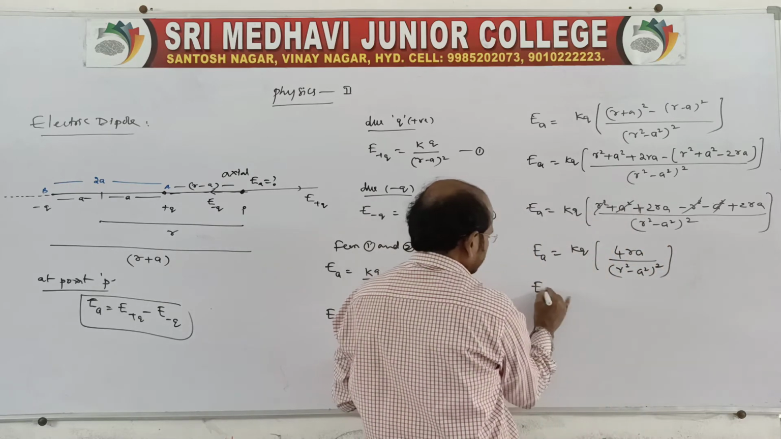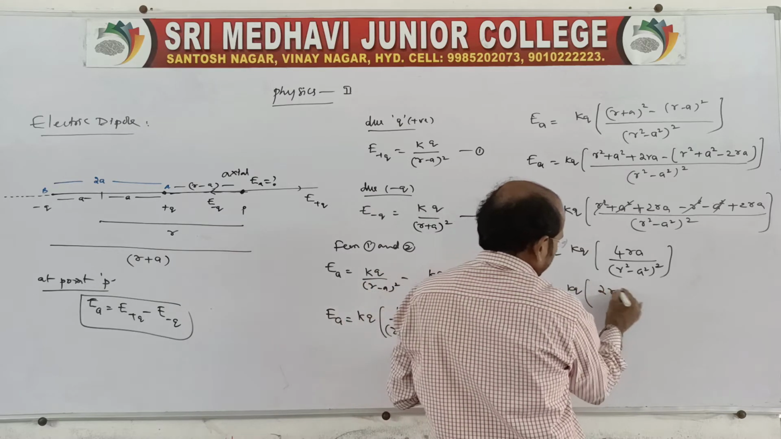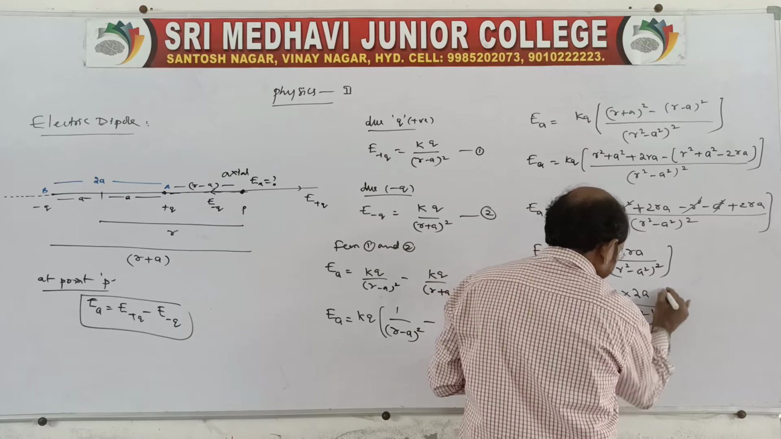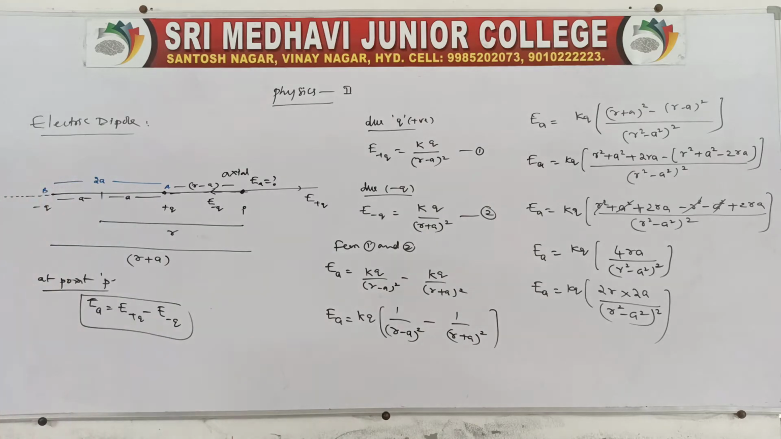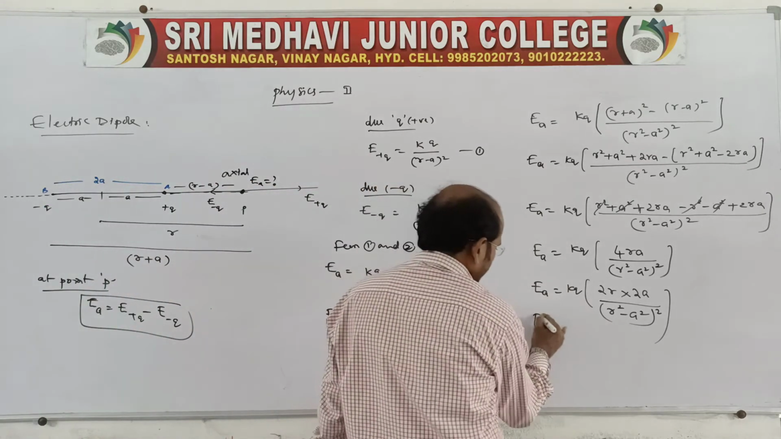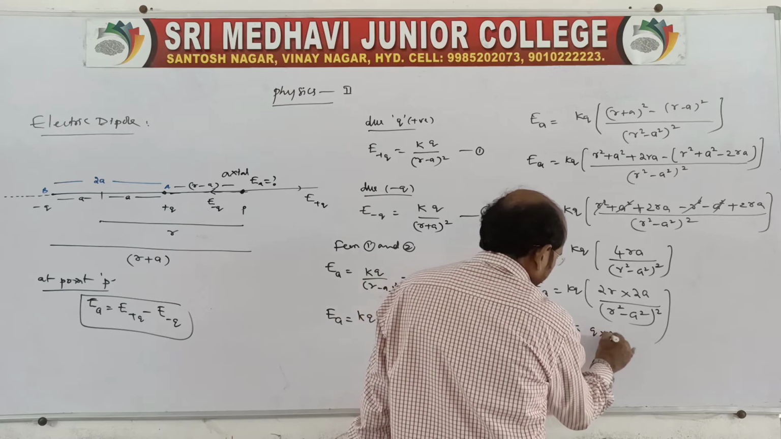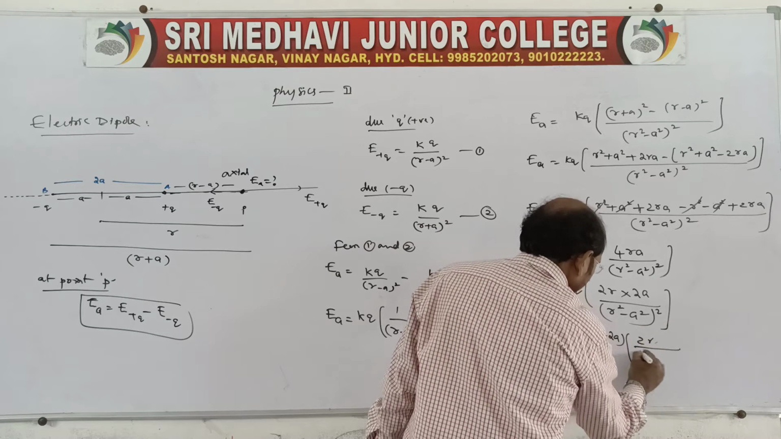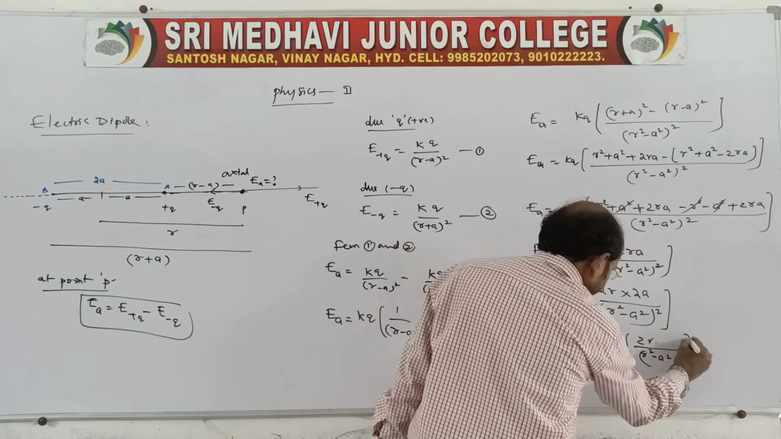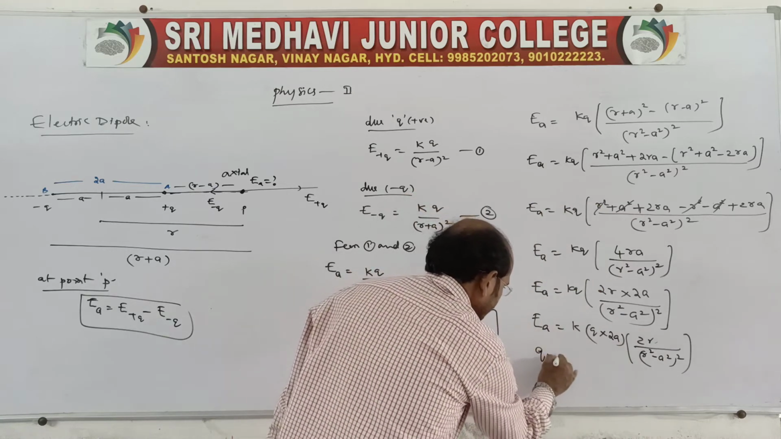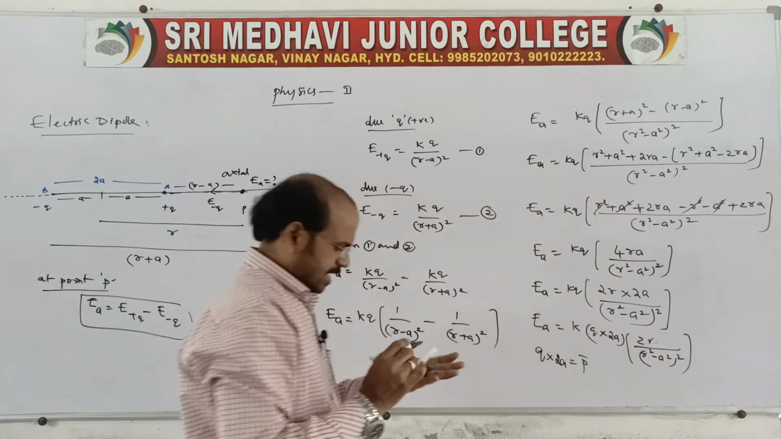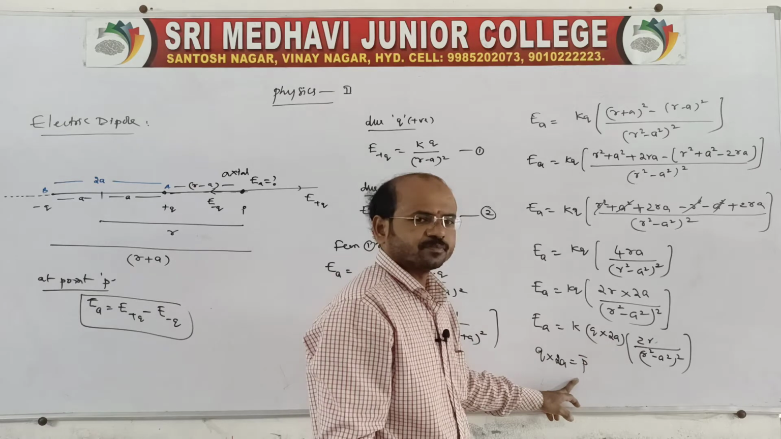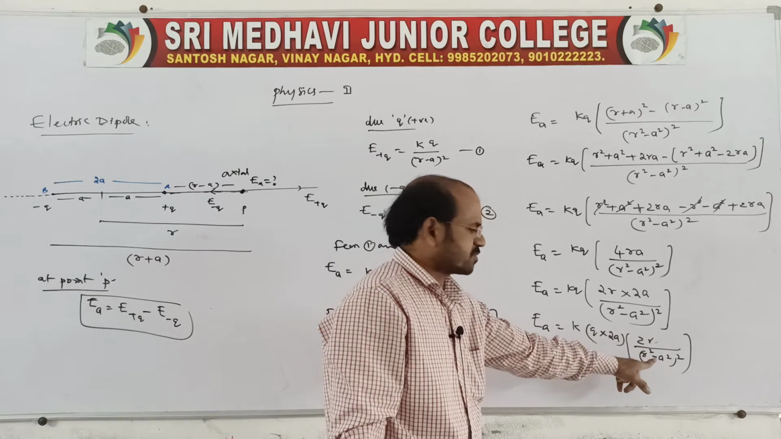So on the axial line it is kq by 2r into 2a by (r square minus a square) whole square. This is the derivation. Now we are almost at the end: k into q into 2a, and here 2r by (r square minus a square) whole square. Now q into 2a is nothing but the electrical dipole moment, p. Let us replace q into 2a with p. So we get kp 2r by (r square minus a square).